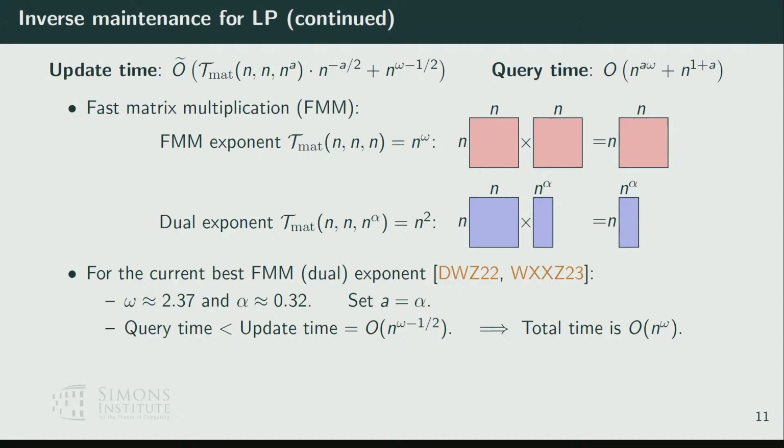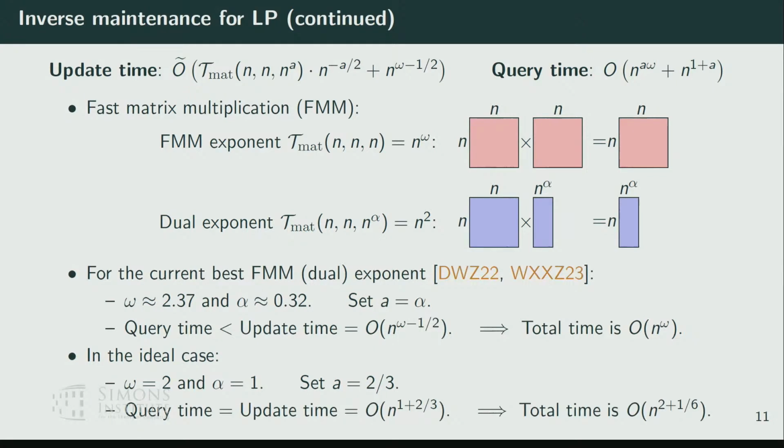a citation that this comes up this year. But we do know that in the ideal case, omega should be at least 2, because that is your input size, and alpha should be at most 1. So what would we get in the future, when there are more improvements for fast matrix multiplication? In the ideal case, we can balance these two terms by setting alpha equal to 2 over 3, and both the query time and the update time equal n to the 1 and 2 over 3, and that will give a total time of n to the 2 and 1 over 6.